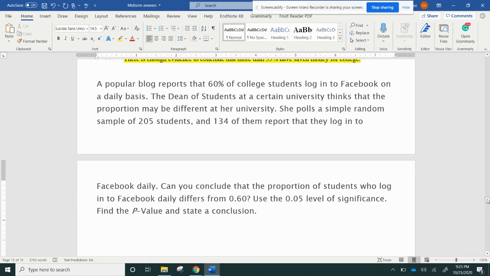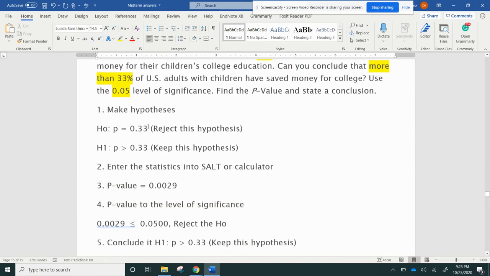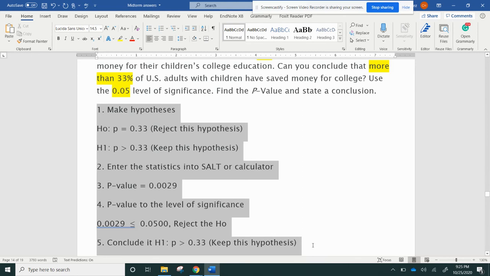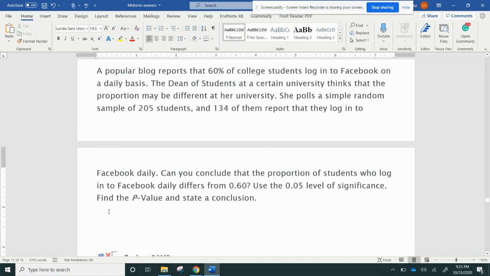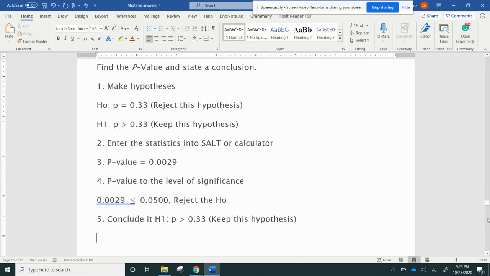All right, I'm going to go back up here. I'm going to get my steps again, and I'm just going to fill them in because it's going to make it easier on me. If you want to, I would say keep the steps. First step, make the hypothesis.